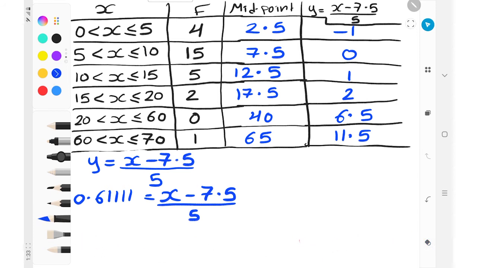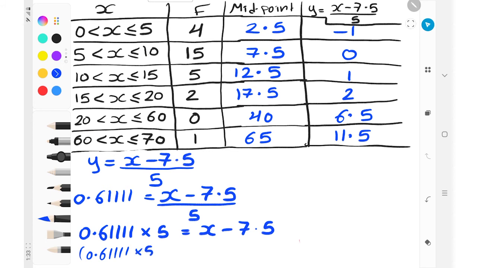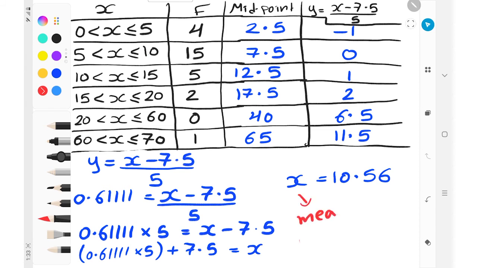So now to find the x, we will multiply 5 with 0.6111, which equals x minus 7.5, and then we will add 7.5. So 0.6111 multiplied by 5, I will put them in a bracket, plus 7.5 equals x. So my mean of the original data is 10.56. This is the mean of the original data.